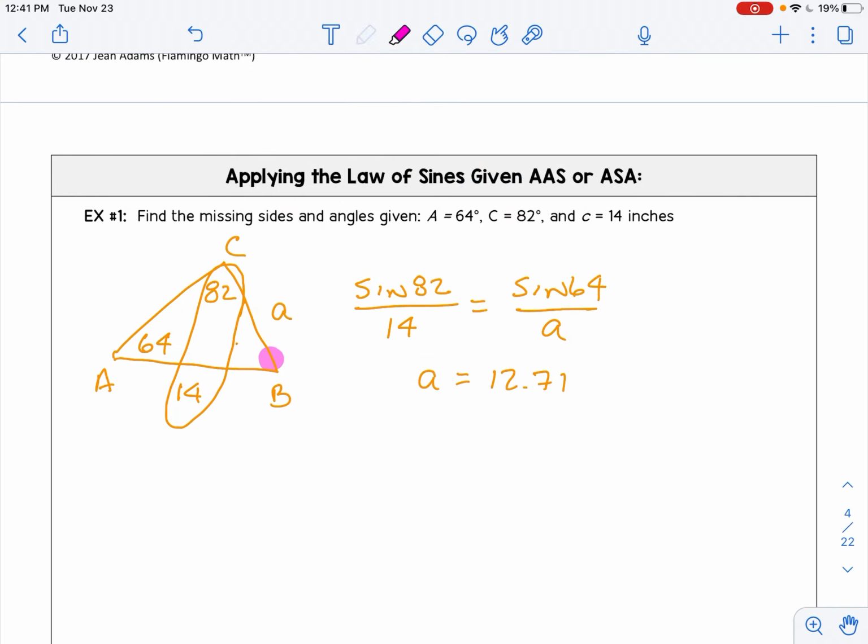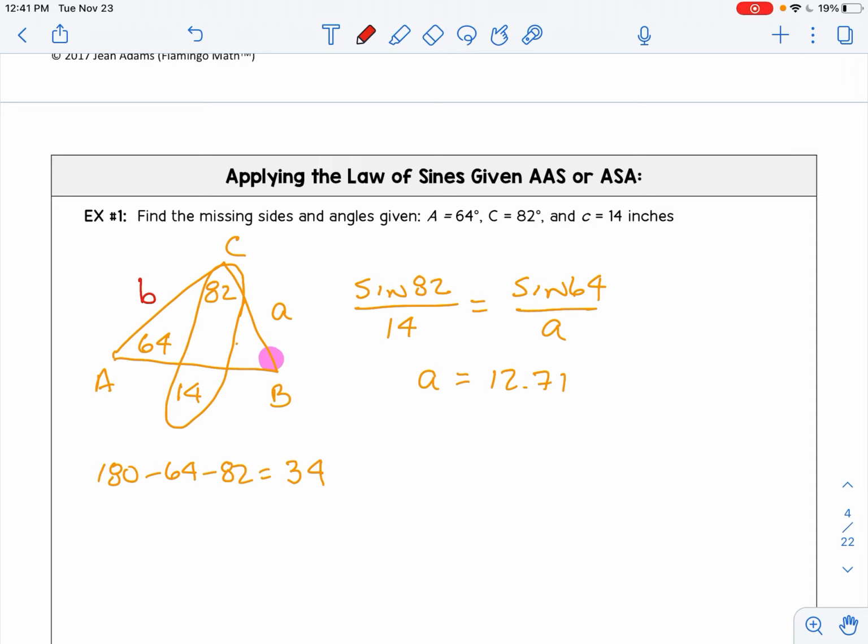I don't need to do any trig for that. Do you remember the triangle sum theorem? So 180 minus 64 minus 82 is going to give me a big B of 34. Now, the last thing I have to find is little b, opposite there. So how would I do that?